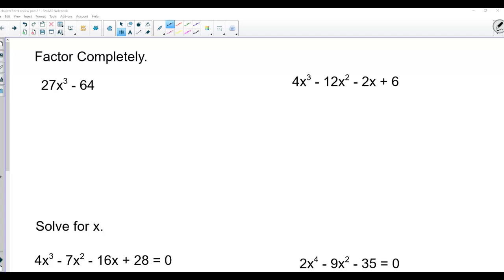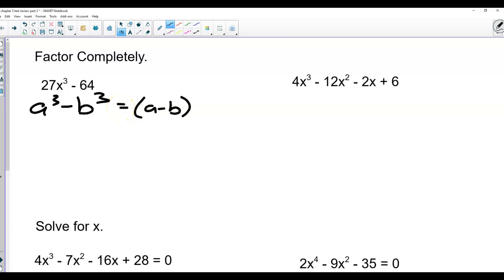Difference or sum of two cubes. I've got to make the decision here. The difference of two cubes is what we're going to use here. Whoops, as I say that, I write a plus sign. All right, a cubed minus b cubed. So we're going to use this formula.